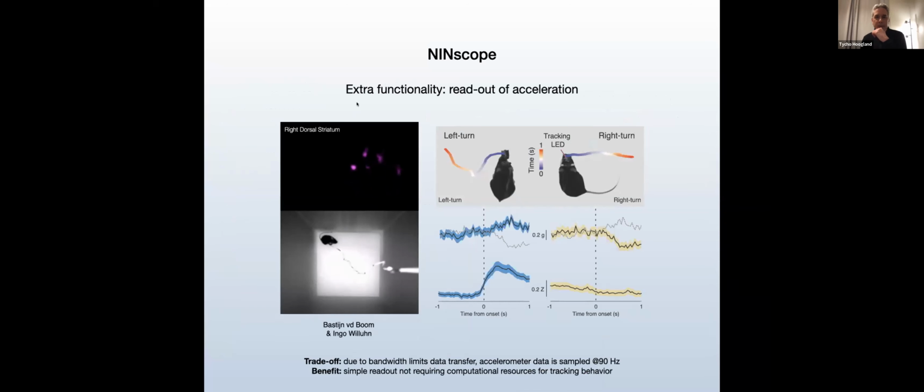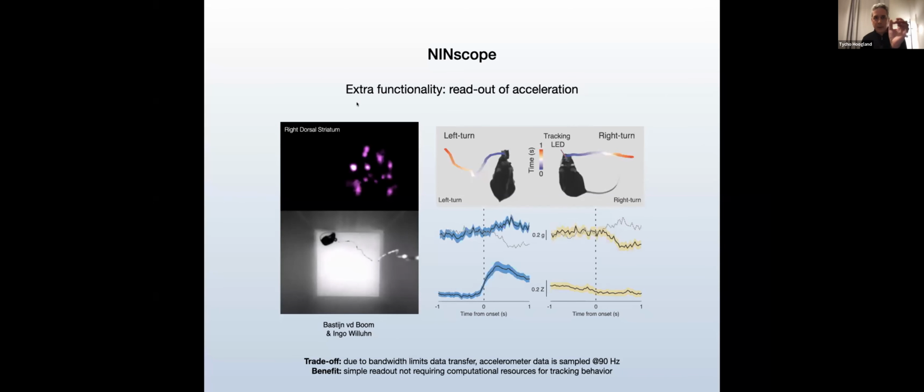So in terms of the integration of our accelerometer in the Miniscope, we thought it was useful for simple behaviors, for example, turning. There were some experiments performed by Bastien van de Boom in the lab of Ingo Willen at the NIN, Netherlands Institute for Neuroscience, and he looked at neurons in their dorsal striatum. These neurons appear to be responsive when animals are making a turn. And a turn contralateral to the area imaged is what these cells were responding to most.